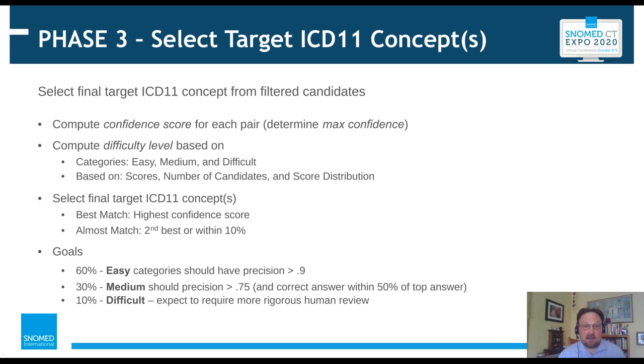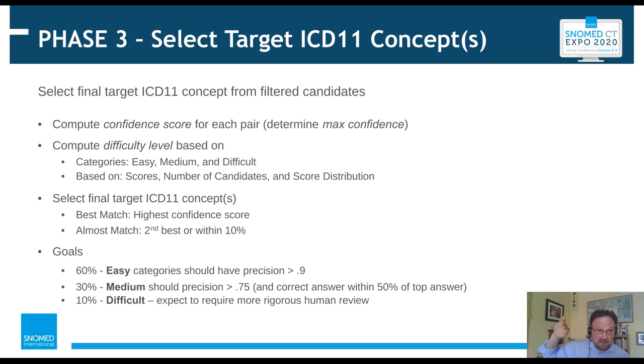Then we take these compatibility assessments and we essentially produce the answer. So we compute a confidence score for each SNOMED to ICD11 pair. We determine for that set of all of the candidates which one has the maximum confidence. The highest confidence one is considered the best match. And then we also compute a difficulty level of easy, medium, or difficult, based on the maximum score value, how close it is to 1, the number of potential candidates that were involved, and the distribution of scores.